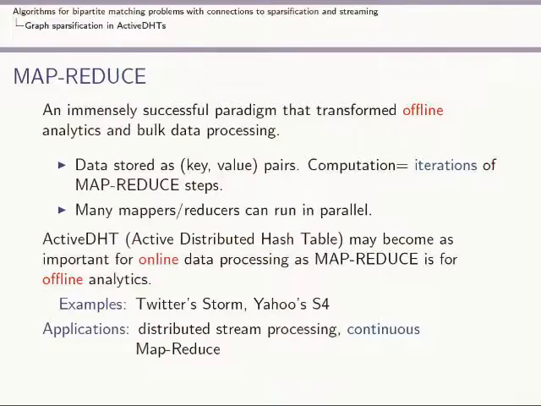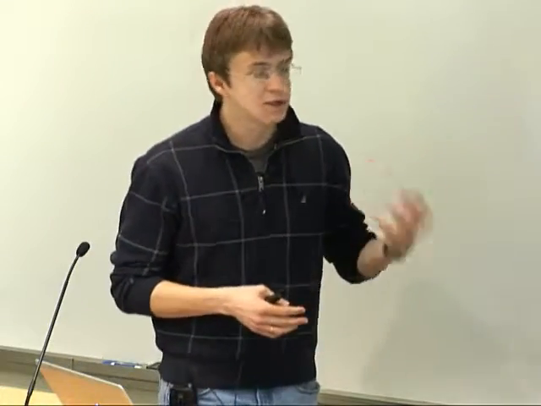Active DHT stands for active distributed hash table, and the hash table is active in the sense that besides supporting lookups, deletions, and insertions, it also supports running arbitrary functions on key-value pairs. There are some examples of such systems implemented, for example, Twitter's Storm system and Yahoo's S4. The main applications are distributed stream processing and continuous MapReduce. One might think of this as MapReduce, where the mappers and reducers do not interact according to a rigid paradigm in iterations, but have the ability to talk to each other continuously.